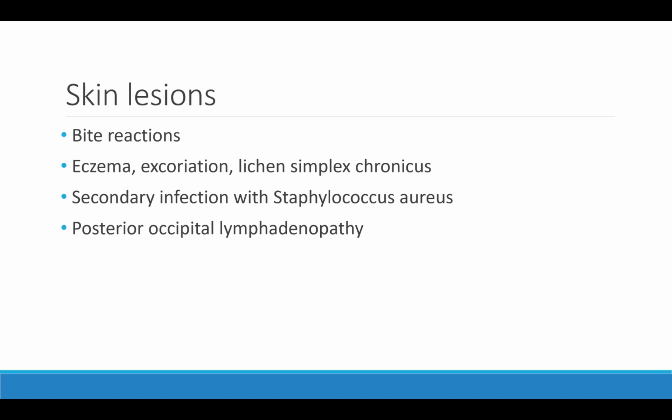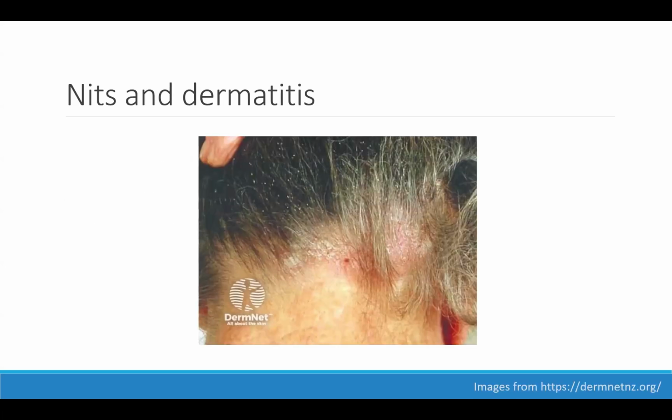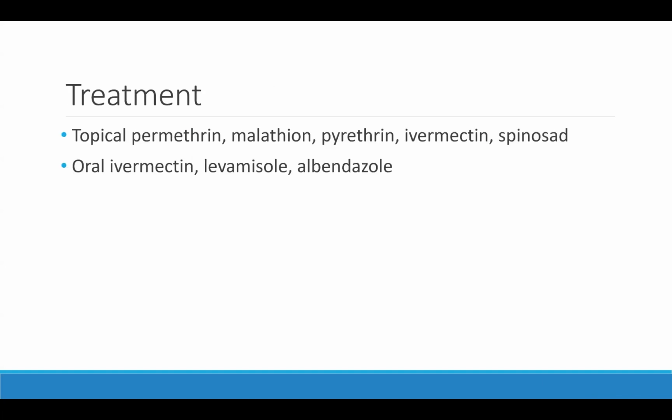In terms of skin lesions, they can have bite reactions, eczema, excoriation, lichen simplex chronicus, secondary infection with Staphylococcus aureus, and posterior occipital lymphadenopathy. This is a picture of nits and surrounding dermatitis. Treatment of head lice is with topical permethrin, or malathion, pyrethrin, ivermectin, and spinosad. For oral, you can use ivermectin, levamisole, and albendazole.